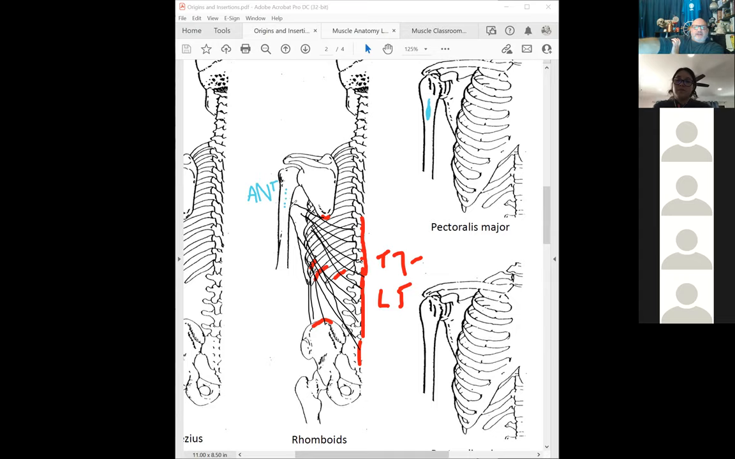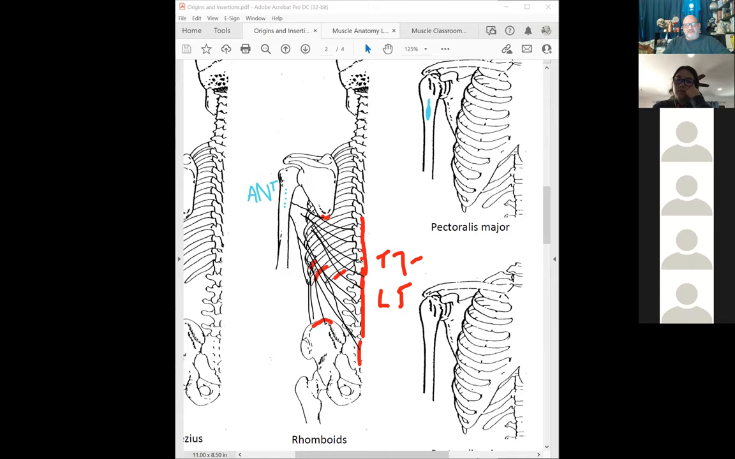Are we able to put T7 through L5? Yes. The spinous processes of T7 through L5 would be a fine way to describe that. So we see this really nicely here in the illustration. Questions on the drawings before I change, because as soon as I leave, the drawings go away. Any questions on the drawings of the origins and insertions before we look at this? You just said that it wraps around underneath the humerus. Exactly, and that's what I wanted to show you.